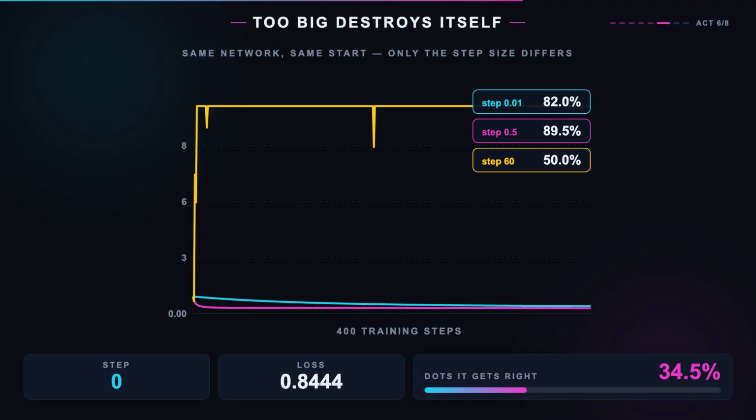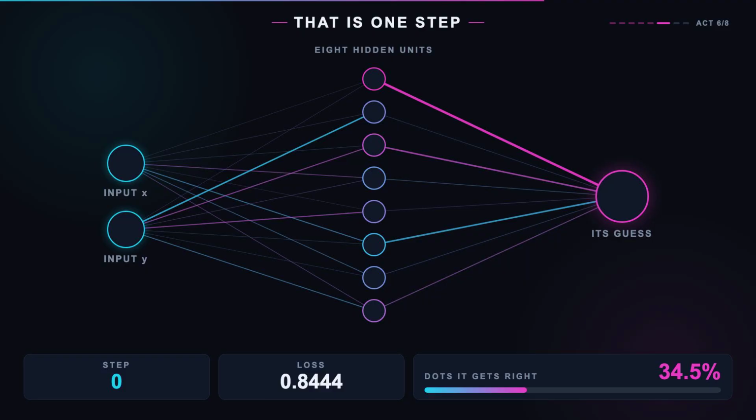Now watch what happens if we get greedy and set the step to 60. It does not learn faster. It throws itself so far past the answer that the loss climbs to 10.36, and it lands at 50%. A coin flip. Same network, same data, same starting point. Only the step size, and it went from working to destroyed. Too small, and it crawls. Too big, and it flings itself straight past the answer and never settles.